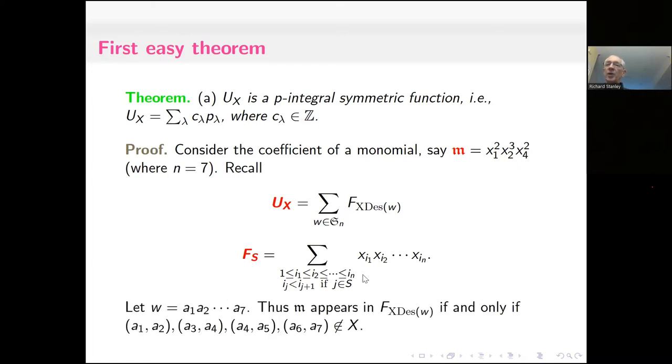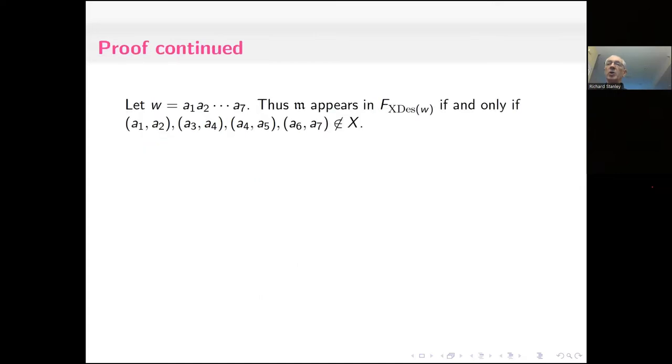So if you think about when this monomial will appear in one of these, well, first, when does it appear in F_S? In order to have x1 squared, we have to have i1 less than or equal to i2. Well, we can't have a greater than sign here because we need x_{i1} equals x_{i2} equals x1. So this has to be a less than or equal to sign. That means that the pair a1, a2 should not be an X descent. And similarly, these other pairs are not in X. So that characterizes what F_S's contain this monomial. And of course, the coefficient would be 1 if the monomial appears.